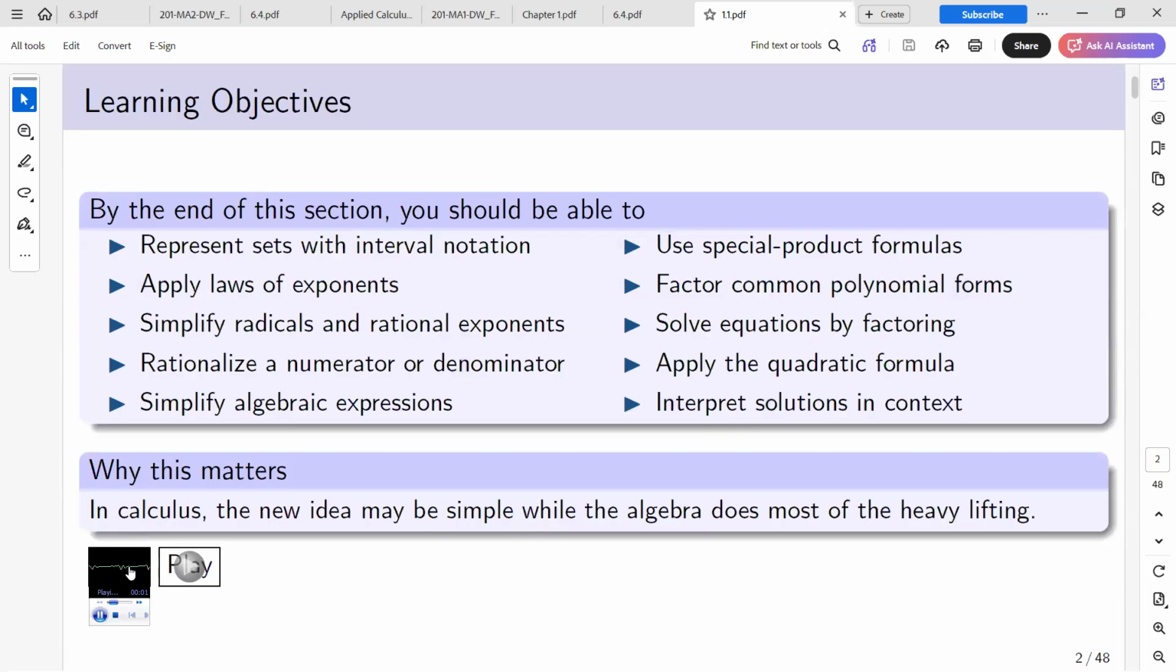Welcome to Section 1.1, Precalculus Review I. We will refresh the algebra tools that support limits and derivatives throughout differential calculus. These are the main goals for the section. The emphasis is not only on getting answers, but also on recognizing which algebraic tool is appropriate.